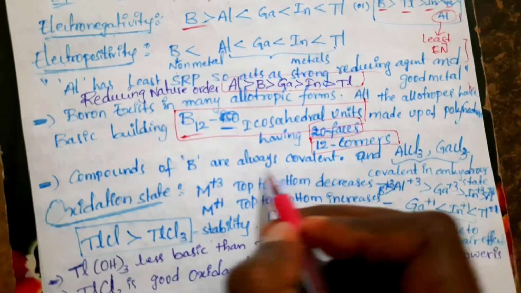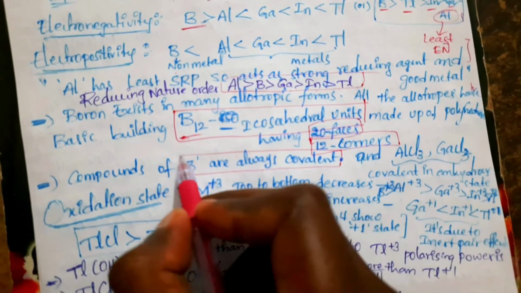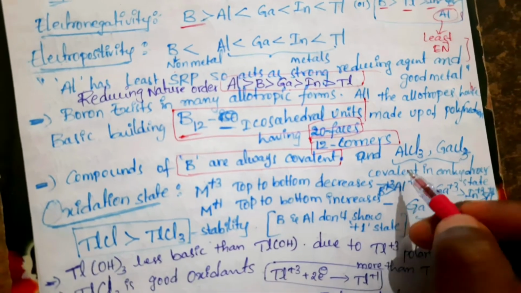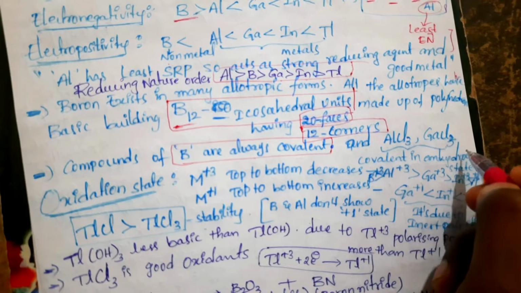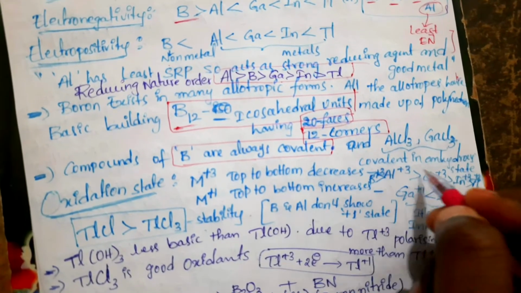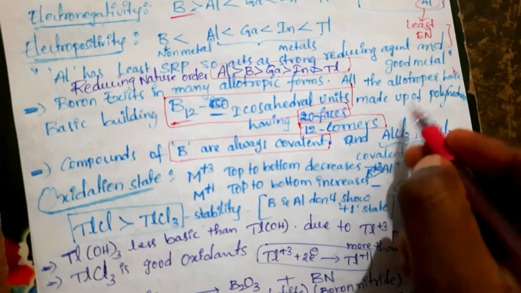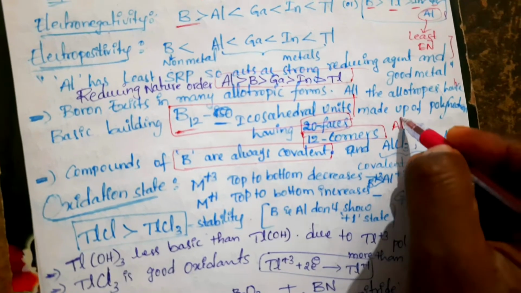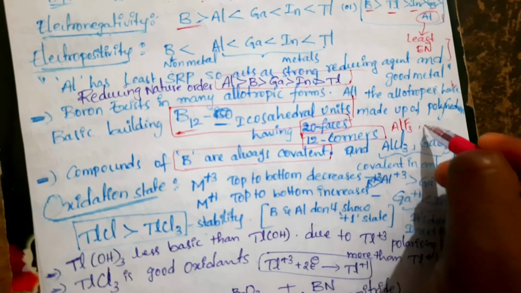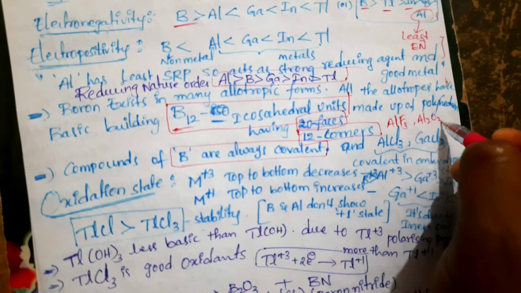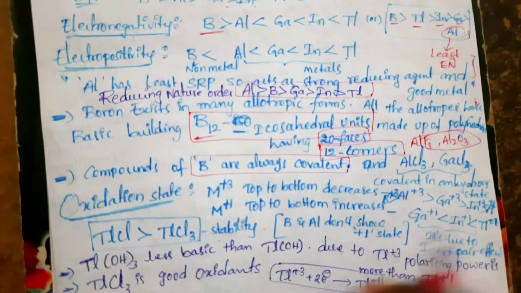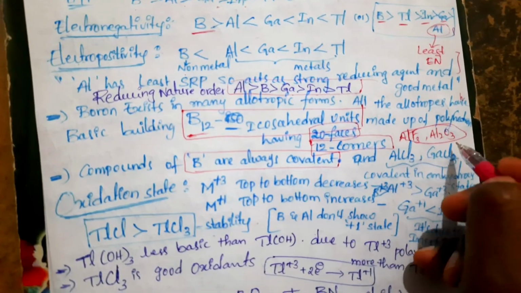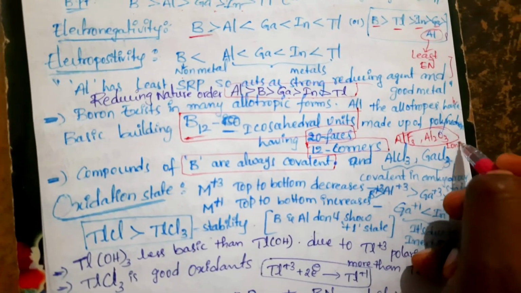Compounds of boron are always covalent. Whereas if you consider aluminium, AlCl3 and GaCl3, gallium trichloride, are covalent in nature. But if you take aluminium AlF3 and Al2O3, except these two compounds, all remaining aluminium compounds are covalent in nature. These two are ionic in nature.